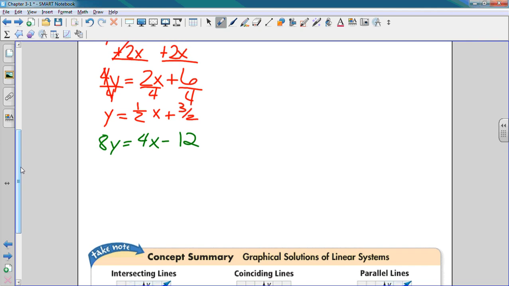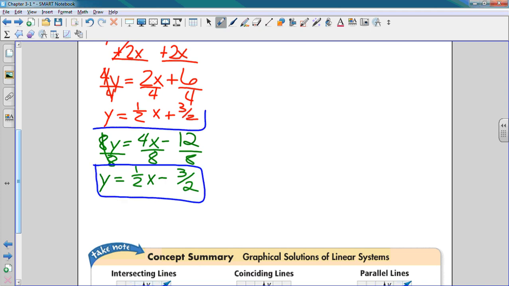Now, how do I solve this one for y? Yeah, divide both sides by 8. Good. So I have y equals 4 over 8 reduced to 1/2 x, minus 12 over 8, which is 3 over 2. So now I have my two equations in slope-intercept form. Any questions before I move on? How I got those?